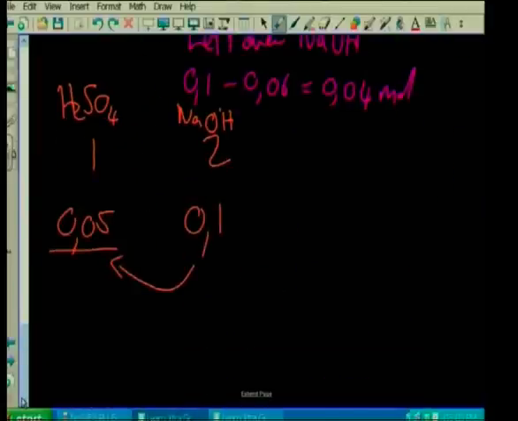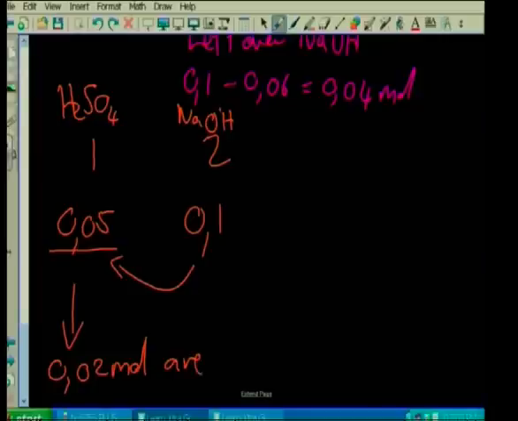So I've got too little. I'm short of 0,02 moles. Extra are required. I don't have enough. So either of those two approaches, either working with the sulfuric acid moles or working with the sodium hydroxide moles, you can solve the problem.